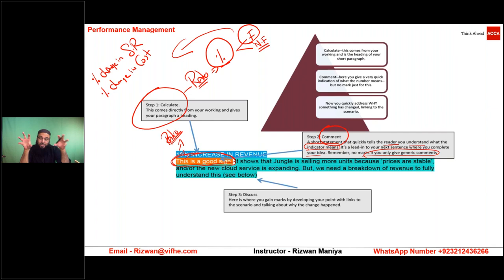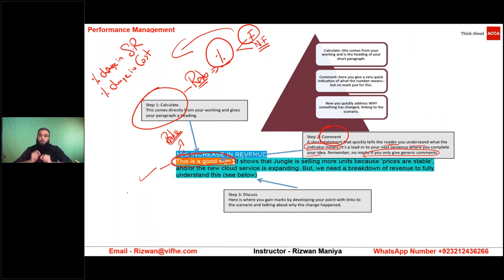What is a comment? The comment is what this indicates. If there is an increase in revenue, is it a good sign for the business or a bad sign? So you will say this is a good sign. Now this is a comment. This is a bad sign. This is a comment. The performance of the business seems good here. This is a comment. Okay, it's a bad indicator.